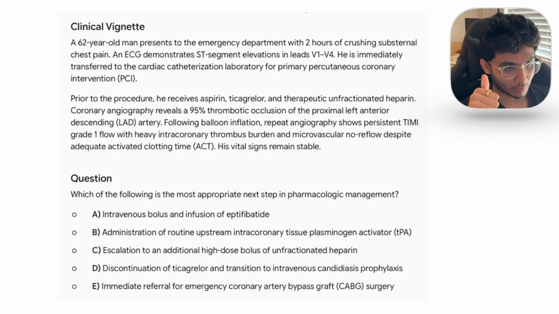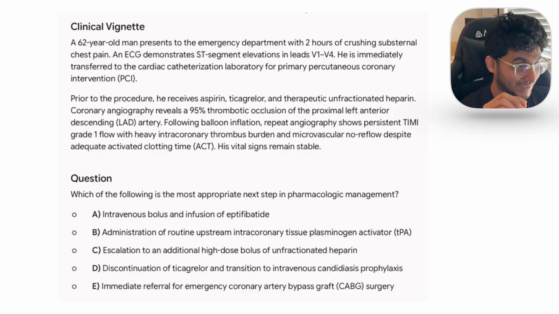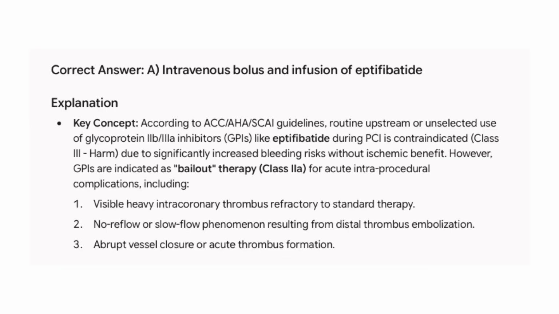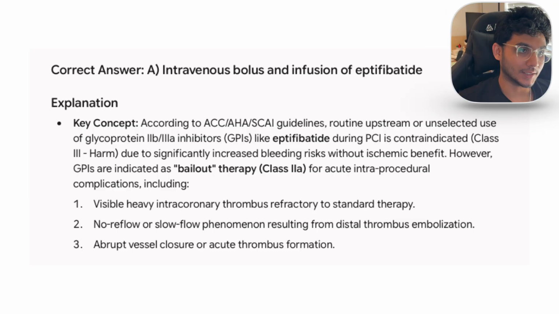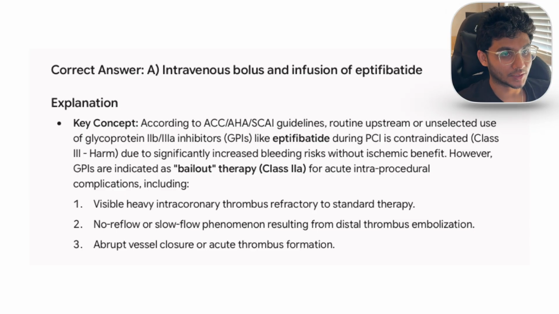Start them, give them a bolus and infusion of Eptifibatide, which is a GP2B3 inhibitor; administration of a routine upstream intracoronary TPA; escalating to high doses of unfractionated heparin, DC the P2Y12 inhibitor, and transition to IV Cangrelor prophylaxis; immediate referral to CABG surgery.